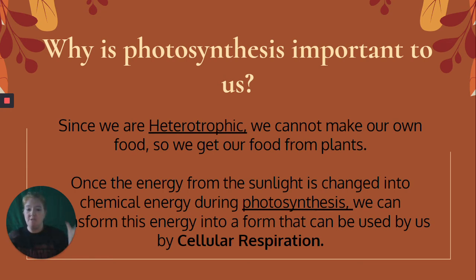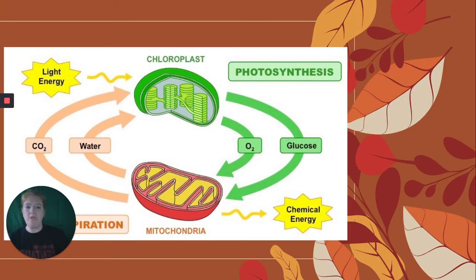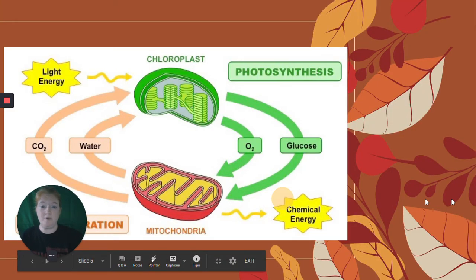So once that energy from sunlight is changed into chemical energy in photosynthesis, we can get that energy out of glucose and into a form we can use. And that happens in a process called cellular respiration. So light energy from the sun is transformed into chemical energy stored in glucose, and then we're going to get that energy out of glucose into a form that cells can use in a process called cellular respiration. So here we go. Cellular respiration and photosynthesis.